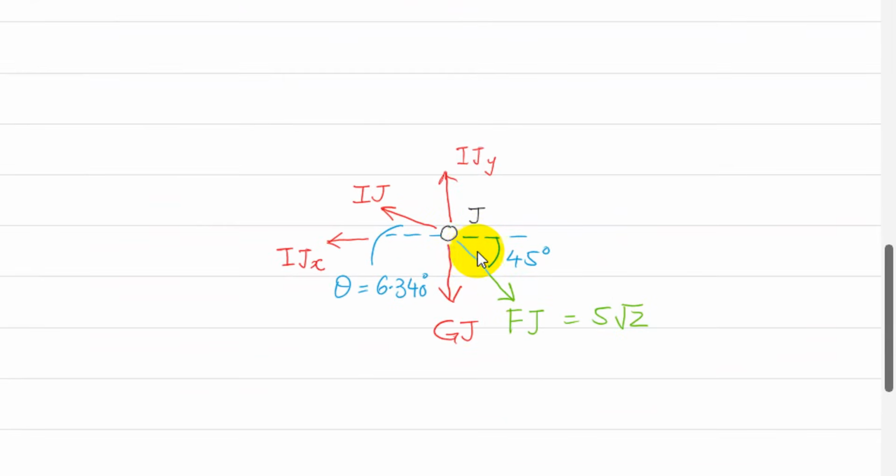So that is the free body diagram of joint J. FJ makes an angle of 45 degrees, so it will have two components, FJx and FJy. Similarly, IJ has two components, IJy and IJx.